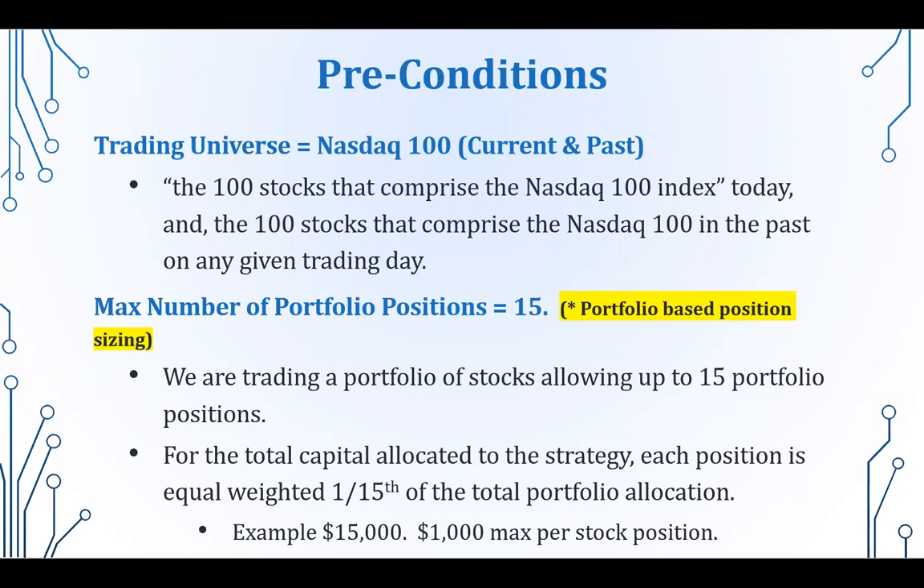Our maximum number of portfolio positions is going to be about 15. And this is what we meant by portfolio-based position sizing. So we're trading a portfolio of stocks, allowing up to 15 portfolio positions. For the total capital allocated to the strategy, each position is equal weighted 1/15 of the total portfolio allocation. So for example, if we were trading 15,000, we would have about 1,000 max per stock position.